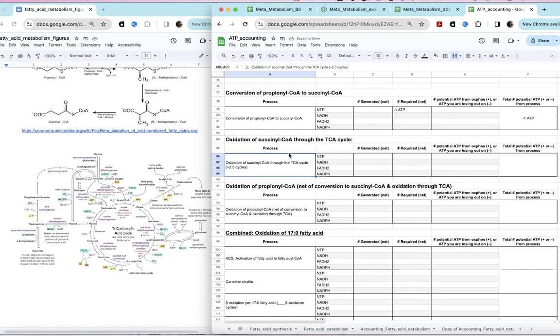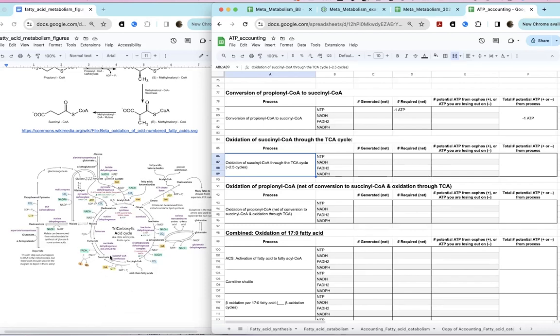So if we're going through about 2.5 cycles, well, for the 2 full cycles, we're going to generate 3 NADH, 1 FADH2, and 1 NTP per cycle. And then we have to consider the extras we get. So if we think about this partial cycle we get, we're going to generate the NTP here, the FADH2, and the NADH here. We're not going to get these 2 NADH, but we're still going to get this one and this FADH2 and this NTP.